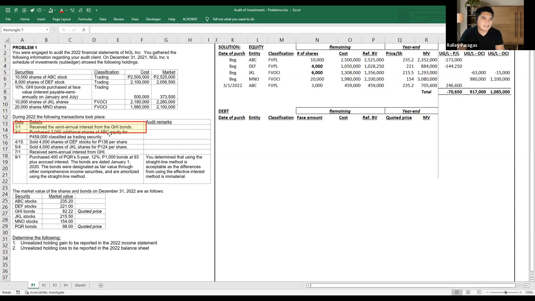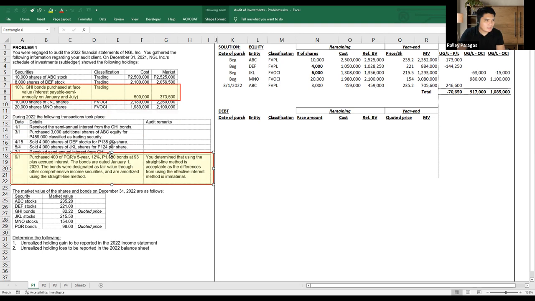So for our debt, ilan ba yung debt instruments natin dito? We have one, no? GHI. Do we have another? Yes, meron pa tayo isa, which is ito, yung PQR. So meron tayong GHI, meron tayong PQR. Meron bang disposal na nangyari with this regard to this debt instruments? Wala. So starting from the very beginning, hawak mo na yung GHI na yan. So lagay natin. Beginning. Okay, the entity is GHI, no? Ano yung classification mo kay GHI? Trading. So kapag trading yan, FVPL tayo dyan.